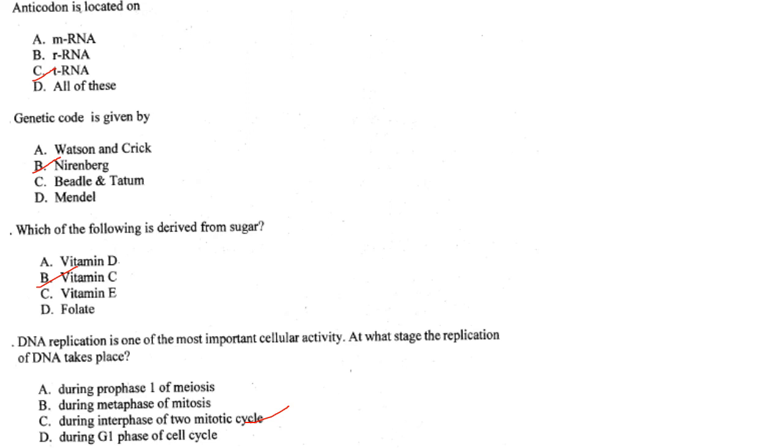Then DNA replication is one of the most important cellular activities. At what stage does the replication of DNA take place? So during interphase of the mitotic cycle. Answer is option C. The replication of DNA occurs during the S phase, or the synthetic phase of the cell cycle, before the cell enters mitosis or meiosis. So during the interphase of the mitotic cycle, DNA replication takes place.